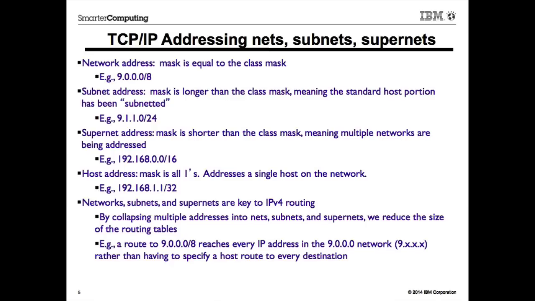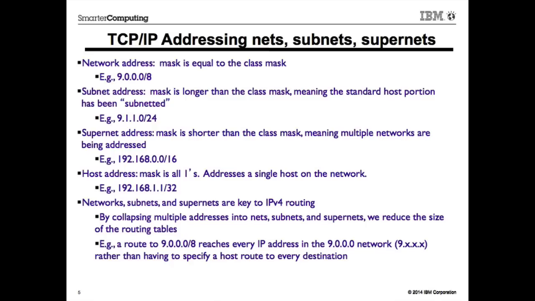And then there's the concept of a supernet address. With a supernet address, the mask is shorter than the class mask, so you've got multiple networks being addressed by one address. For example, 192.168.0.0/16. Well, 192 is a class C address, so it should be 3 octets of network address, but we're only using 2 of them. So we've grouped a bunch of networks together. Then within an address, you have the host address. With a host address, the subnet mask is all ones, or 255.255.255.255, or /32. A host mask addresses a single host on the network.